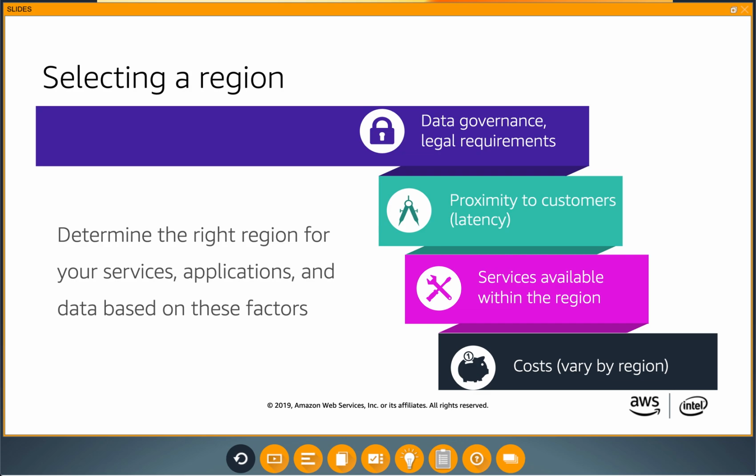So, what are some things you need to consider when selecting a region? First is data governance and legal requirements. Does your workload require you to keep your data sovereign in your borders? If so, this is the first criteria. Second is latency. The closer the region is to your customers, the faster you can provide those services to them.